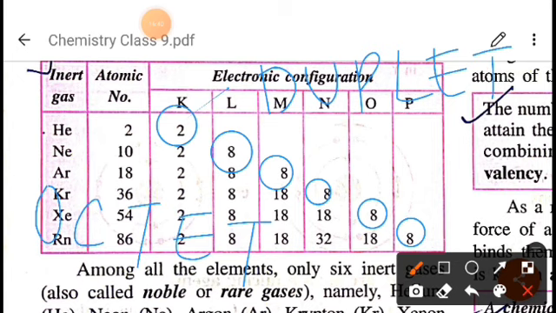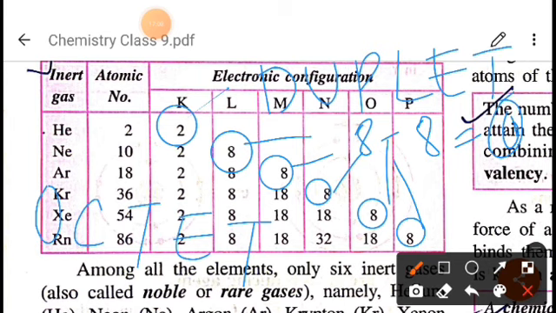Since its outermost shell is completely filled, we can say that its valency is 0. If you want to find the valency, it will be 8 minus 8, which is 0, right? For this also, 8 minus 8, 0. For this also, like this, right? 8 minus 8, so its valency is 0. And they do not combine with other atoms to form molecules, because their outermost shell is completely filled, so their combining capacity, or valency, is 0.